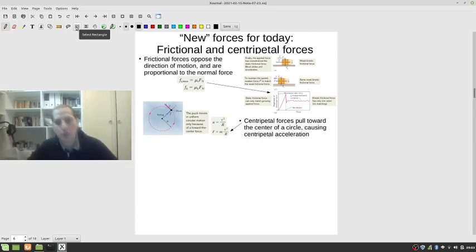All right, now today we're going to try to move this a little bit closer to real-world applications. And to do this, we're going to introduce two new ideas. The first one is the idea of frictional forces, and the second one is the idea of centripetal forces. Frictional forces are a little tricky to visualize, because all of the important stuff that's happening is happening at the microscopic level.